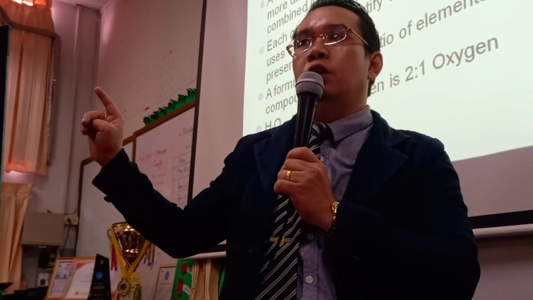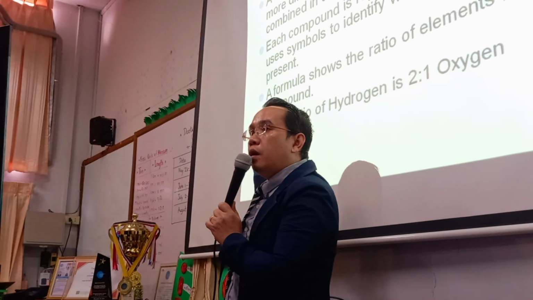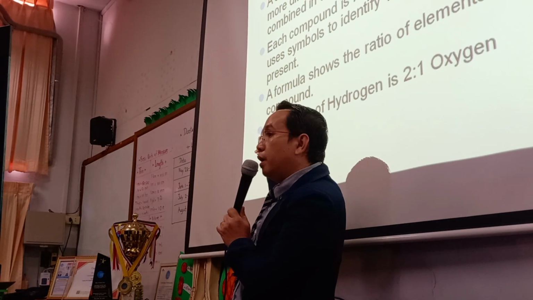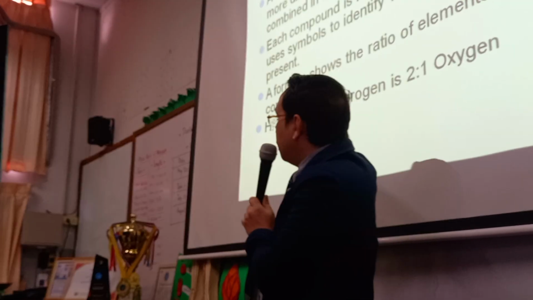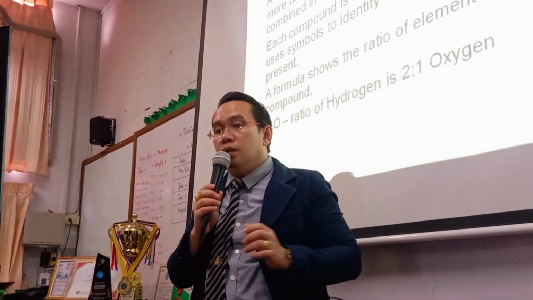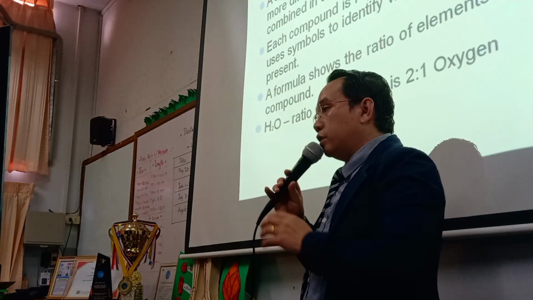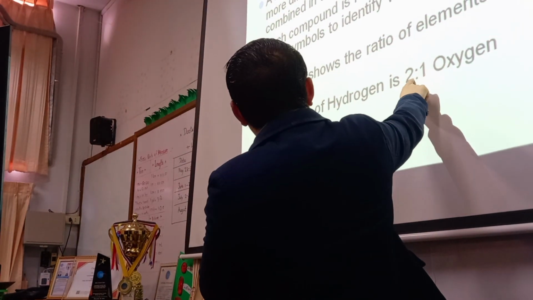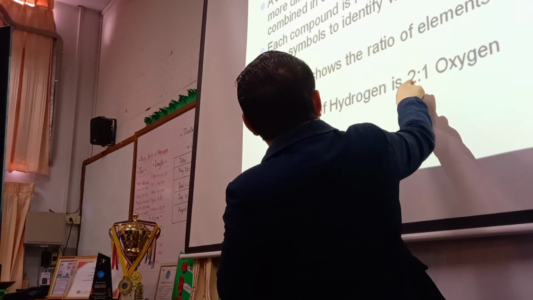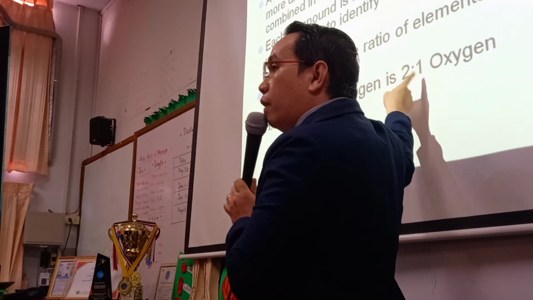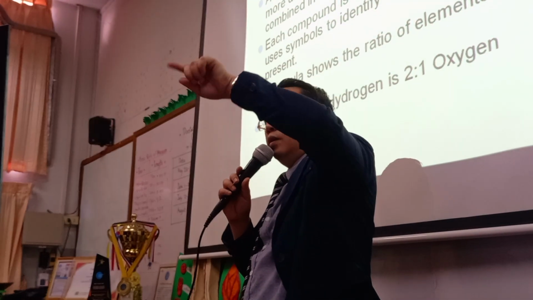Example, H2O. In this representation, the number 2 represents the number of atoms. So 2 atoms of hydrogen, 1 atom of oxygen. Hydrogen is 2, then oxygen is 1. That's why the ratio of atoms is 2:1. So from H2, 2 atoms of hydrogen and 1 atom of oxygen. That's why it's written as H2O.